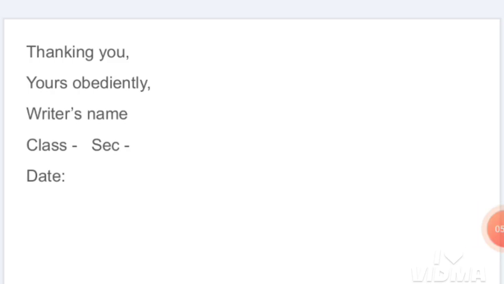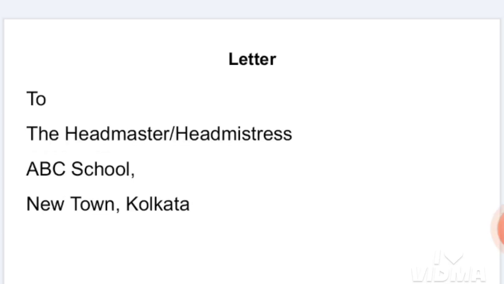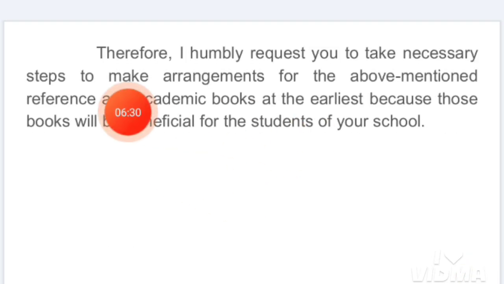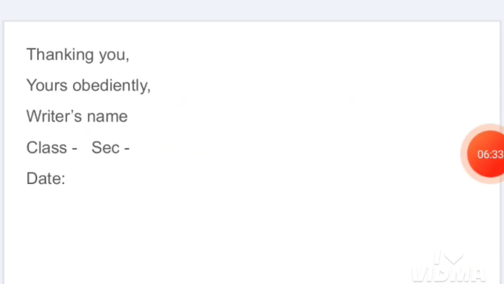So now let's have a look from the beginning at the structure of the letter. This is the address of the letter: To the headmaster or headmistress, ABC School, Newtown, Kolkata. And then the subject, then the first and the main paragraph. Before this is the starting salutation, Respected sir or ma'am. After that, we are writing the closing paragraph, and then the closing salutation.